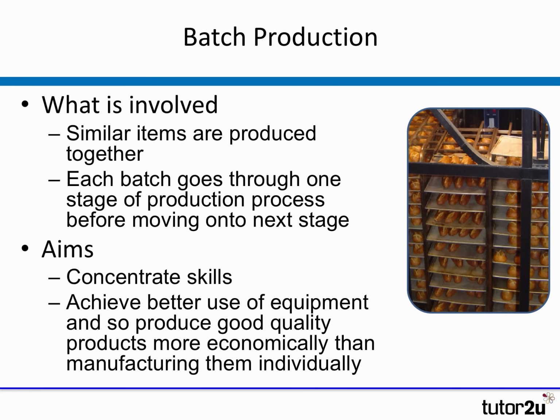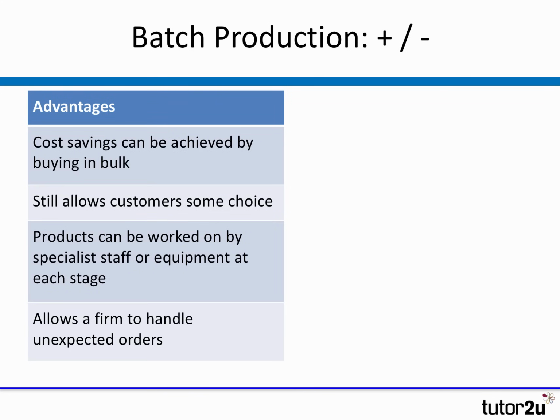The key with batch production is, of course, it starts to bring production together. It enables you to concentrate the skills on each stage of the production process. And if you've got the production process right, each element within that batch should be of the same quality. So that's batch production. What are the advantages and disadvantages? Well, of course, there is still some flexibility in there. It's still possible to offer the customer some choice, but you're making many more together rather than just one.